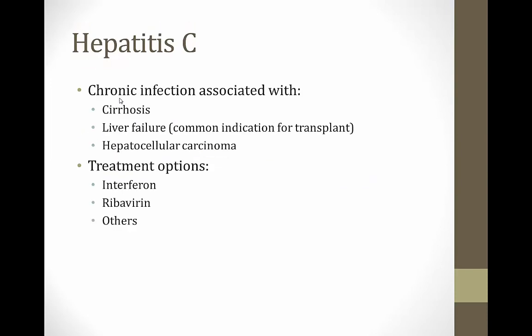If you have a chronic infection with hepatitis C, there's a risk of progression to cirrhosis of the liver and liver failure. Hepatitis C is a common indication for a liver transplant. There's also a risk of progression to hepatocellular carcinoma. There are a number of treatment options. Two of the more commonly used drugs are interferon, which is a cytokine, and ribavirin, which is an antiviral medication, and there are other antiviral drugs sometimes used. And I talk about both of these treatments in the module on antiviral drugs.